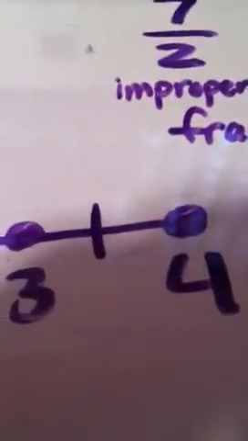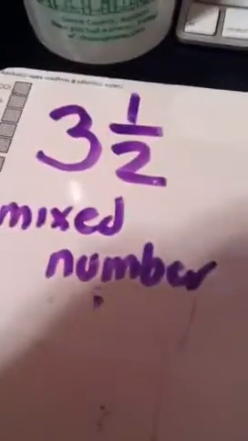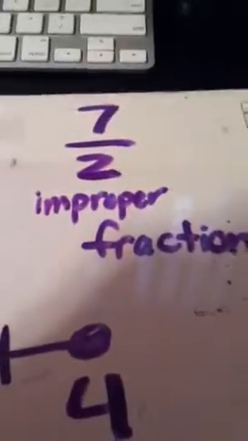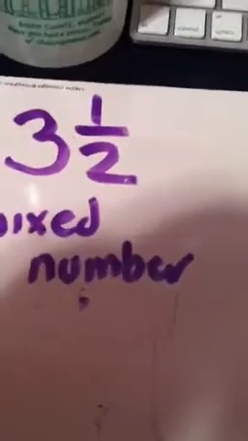So there's two ways to express this. You can use the mixed number, but then you can also use an improper fraction. And both of these are actually the same. So 3.5 and 7/2 are the same. I'm going to talk about how to go from a mixed number to an improper fraction, and then I'll also show you how to go from an improper fraction to a mixed number.